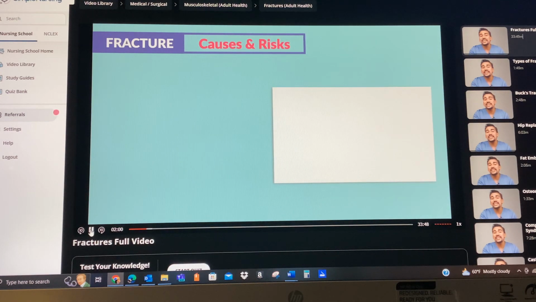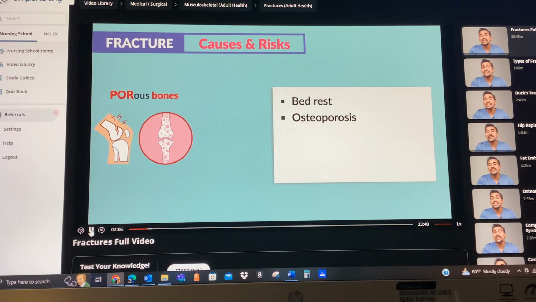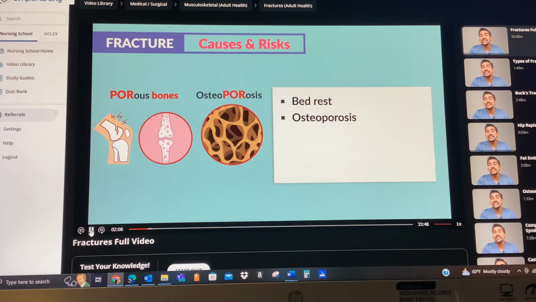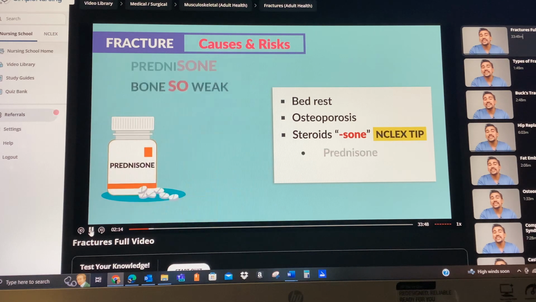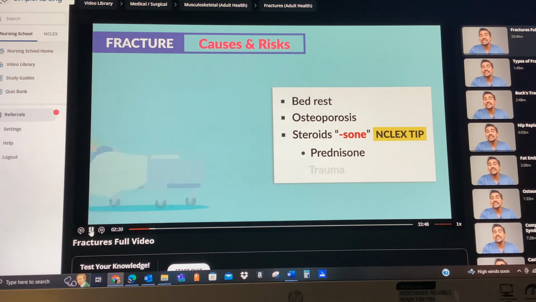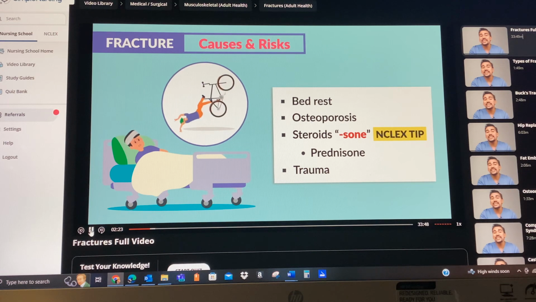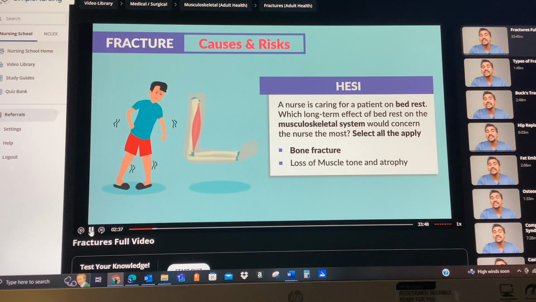Now for causes and risks of fractures, write this one down. Bed rest, as well as osteoporosis, where the bones become very weak and porous. A big one here is steroids ending in zone, huge NCLEX tip, like prednisone. Just think that the zones make the bones so weak. And lastly is a trauma like falling off a bike. So Hesi mentions, a nurse is caring for a patient on bed rest. Which long-term effect of bed rest on the musculoskeletal system would concern the nurse the most? So bone fractures, as well as loss of muscle tone and atrophy from the lack of motion.